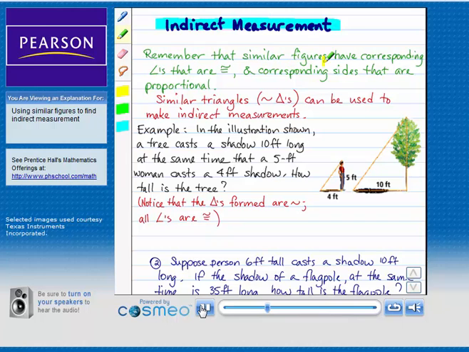Now remember that similar figures have corresponding angles that are congruent and corresponding sides that are proportional. Similar triangles can therefore be used to make indirect measurements.